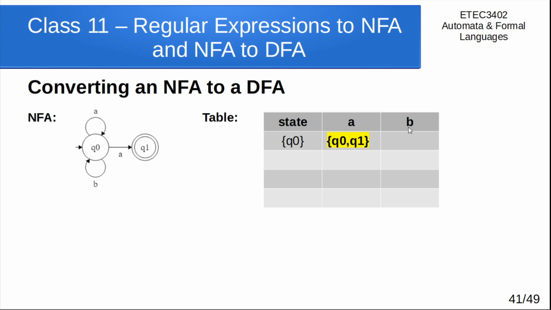Now, Q0 on a B. So Q0 on a B stays in Q0, so we put the set Q0 there. So that gets added. Now what I do once I'm done with that is I look at the things that I added, and any of them that have not already been listed in our table, I add them.